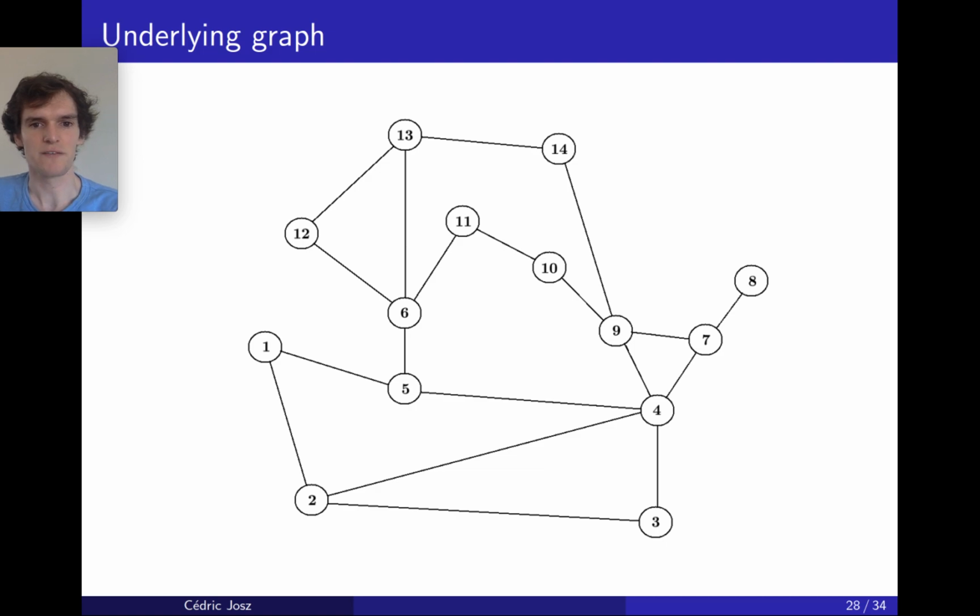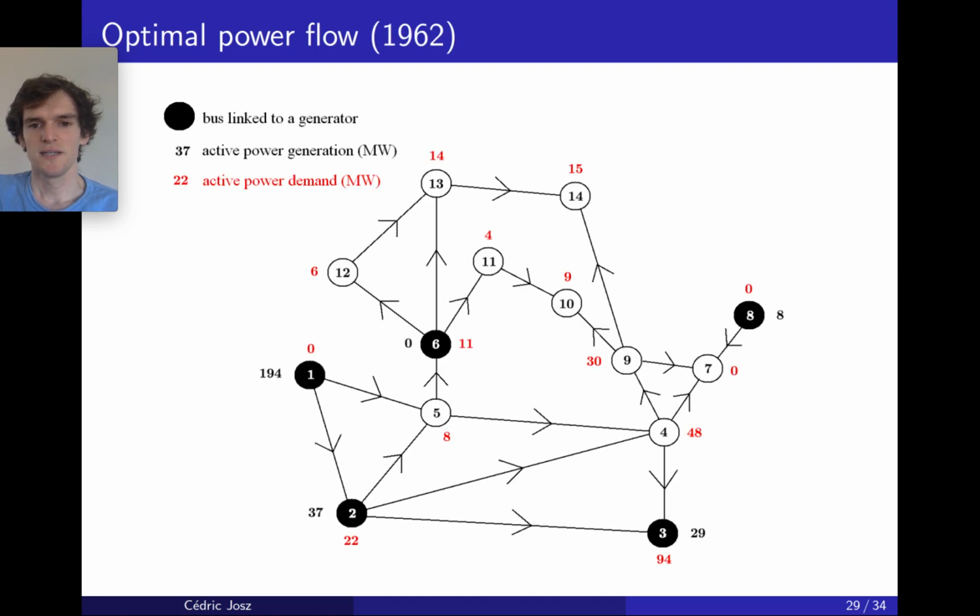And in fact, here you just have 14 nodes. Each node corresponds to an electric bus, and the edges correspond to the physical lines. What we're interested in is computing an optimal power flow. I've computed it here on this problem. The black nodes are connected to a generator, and we're trying to compute the power production to meet the power demand.